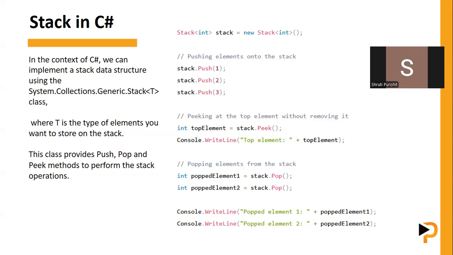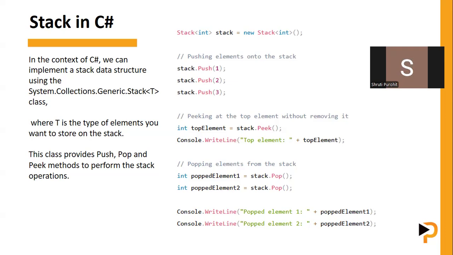You just have to create an object of that class, and then you can call the related methods. So as you can see in this example, we can create a stack of an integer using Stack<int>. Then we are pushing integers 1, 2, 3 onto the stack using the push method. Then we use the peek method to see which is the top element without removing it.